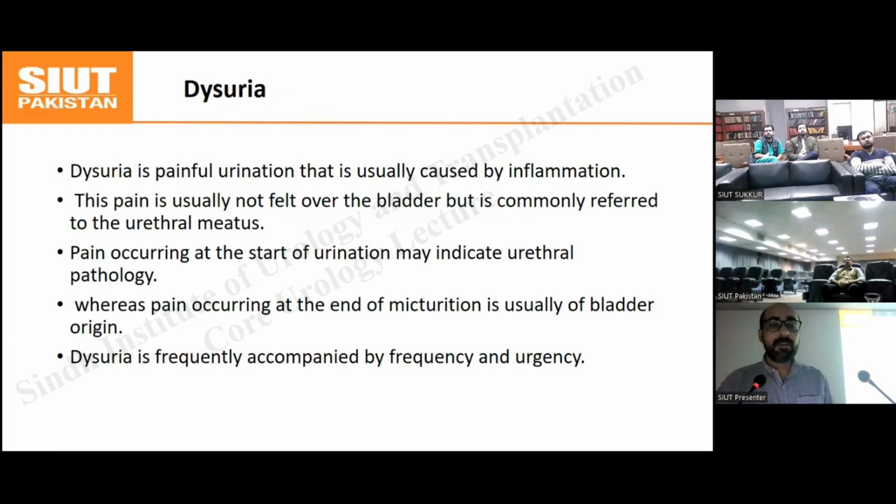Urinary urgency is one of the hallmark symptoms of urinary tract infection. Dysuria is painful urination that is usually caused by inflammation. The pain is usually not felt over the bladder but is commonly referred to the urethral meatus. Pain occurring at the start of urination may indicate urethral pathology, and at the end of micturition, it is usually of bladder origin. It is usually accompanied by frequency and urgency.